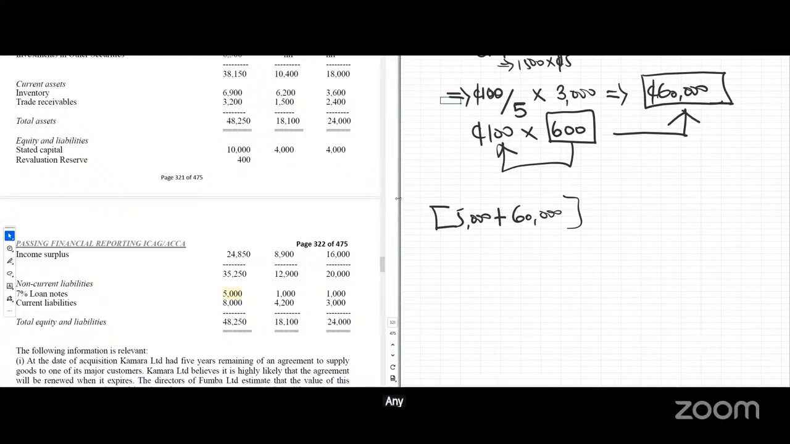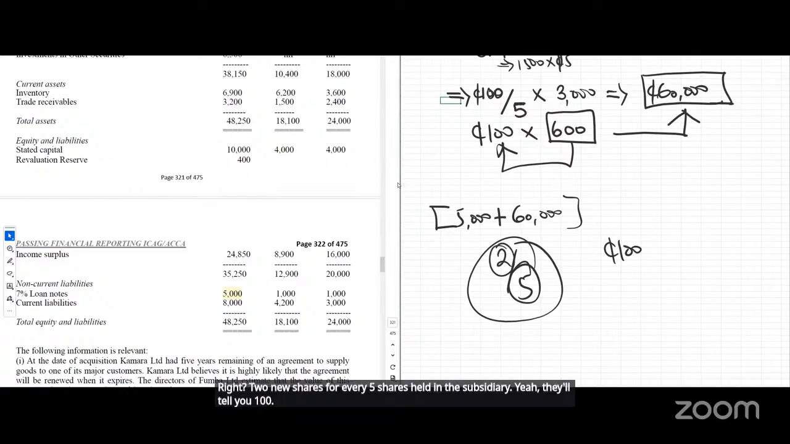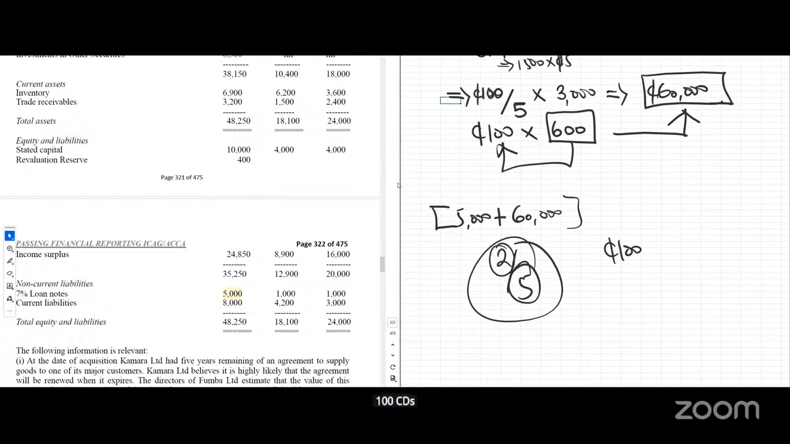Any question? You see, it's just like the normal share exchange. They will give you a ratio, just like the one we saw where they said 2/5, right? 2 new shares for every 5 shares held in the subsidiary. They'll tell you 100 CDs loan note for every 5 shares in Camara. Does it make sense?